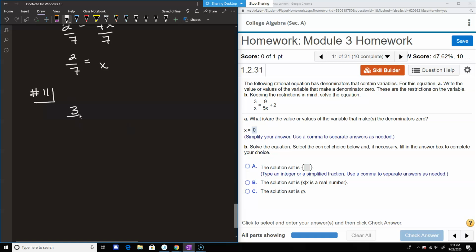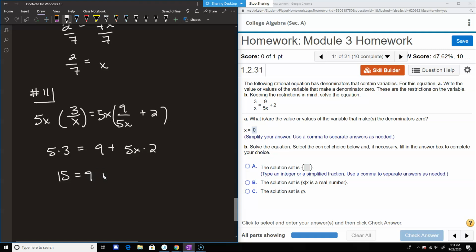So you have 3/x equals 9/5x plus 2. So what you want to do is multiply both sides by 5x. The x's will cancel on the left, and you'll just be left with 5 times 3. On the right, 5x will cancel with 5x here, so you'll get 9, and then you'll have to multiply 5x times 2. So this is the equation you're left with: 15 equals 9 plus 10x.